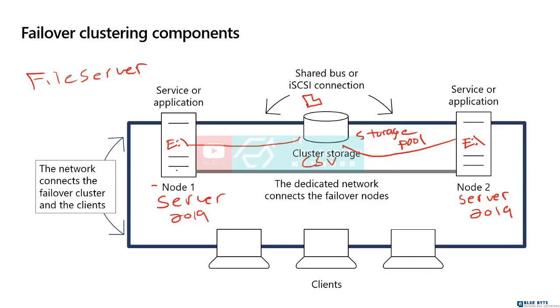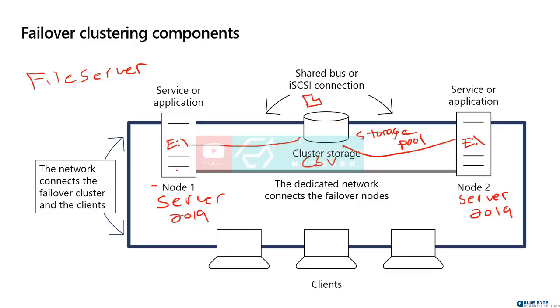If this were a SQL database, your database would live in the CSV. If this were a web app, your web app would live in the CSV. So whatever it is you cluster, that's where it would actually live. These could be virtual machines. If that's true, your virtual hard drives would live in that CSV.